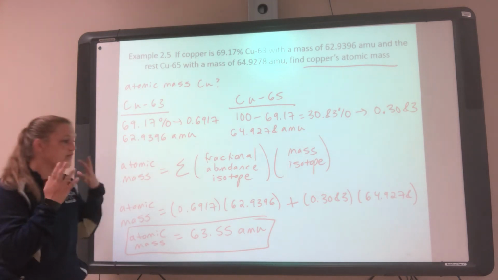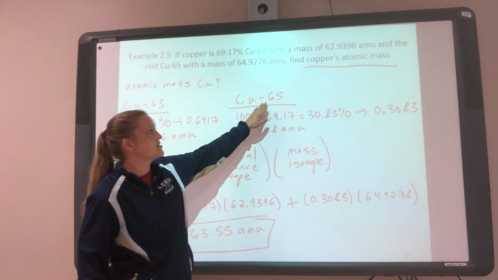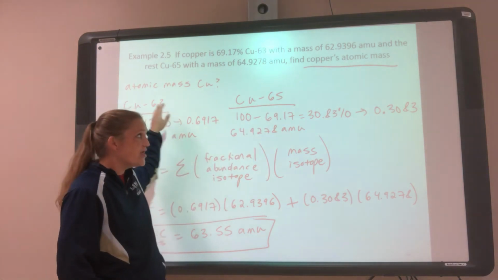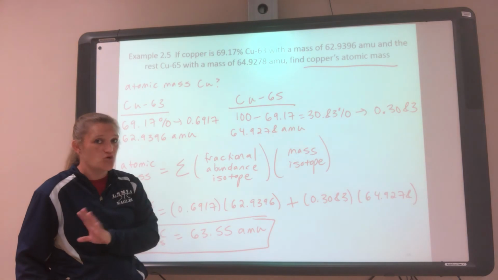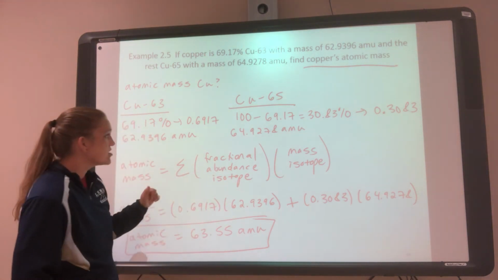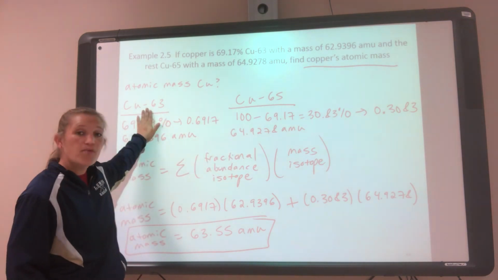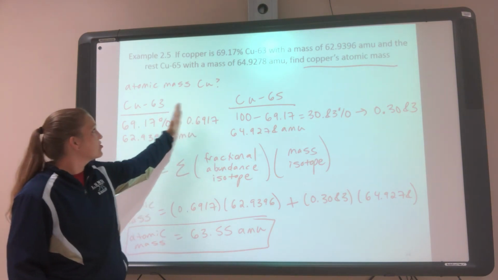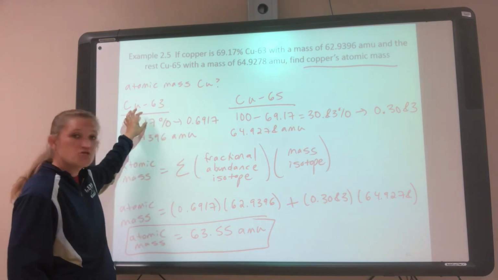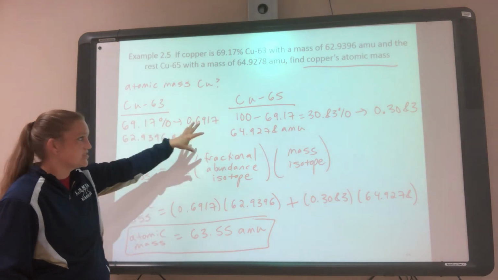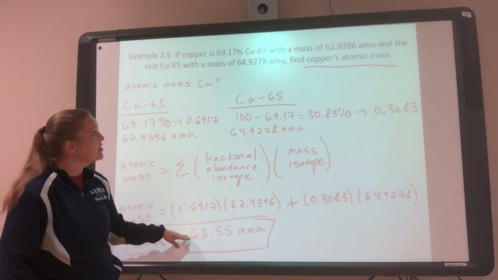Now, we can think about, does this make sense? My two isotopes are 63 and 65, so my mass has to be between 63 and 65. If your number is not between 63 and 65, then you're really wrong. Also, let's think, which one is more abundant? This guy's 69%, he's 30. So he's more abundant, so my number is going to lean closer to 63 than 65. And my number is 63.55. Okay? So now I have my atomic mass.